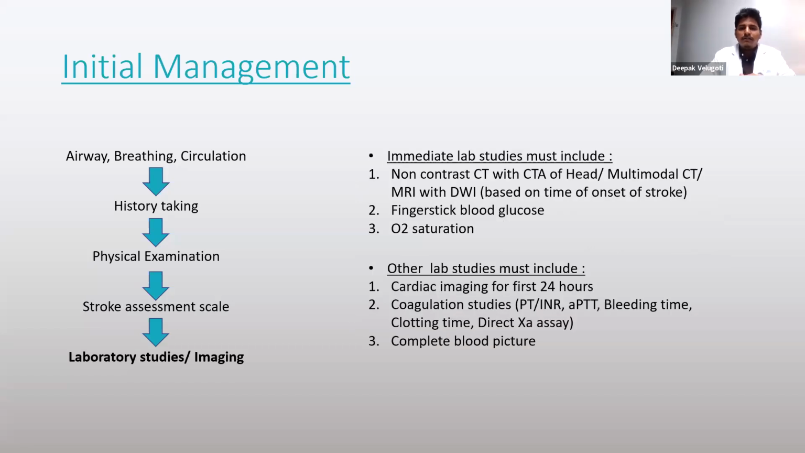And we have to send some immediate lab studies to identify stroke, such as a non-contrast CT of the head within the first 4.5 hours after the onset of the stroke. And if the patient history doesn't mention any time of onset of stroke, we can go for MRI with diffusion weighted imaging that can give us a proper timing of when the stroke happened, if the stroke happened within 4.5 hours, and finger stick blood glucose to assess hypoglycemia and oxygen saturation.